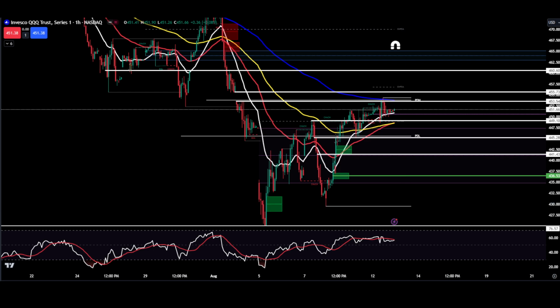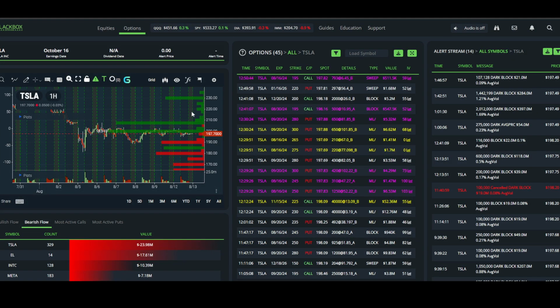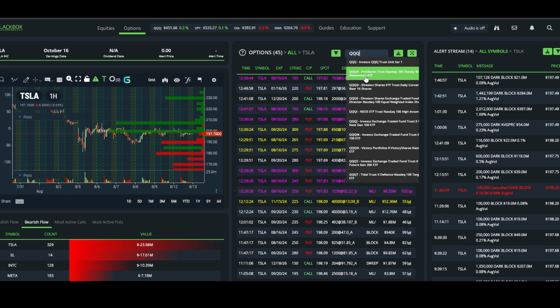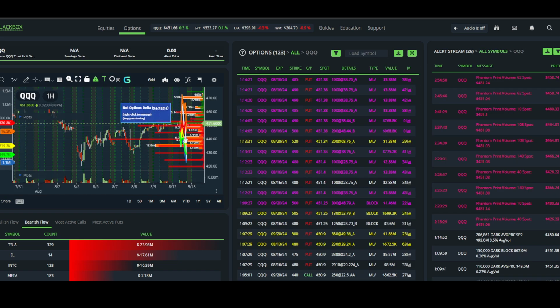So I do want to pop over and take a look at some gamma for QQQ. Let's pull up QQQ here. Take a look at some 1 hour gamma here. You see a lot of negative gamma built up. Now this is going to include more than just this week's.